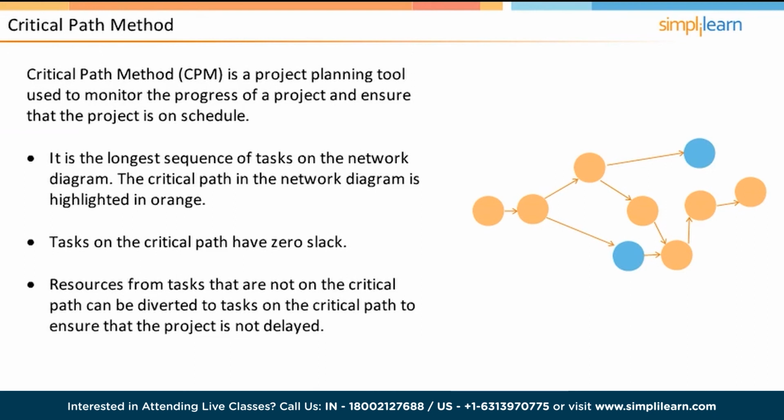When a project manager removes resources from such tasks, he needs to ensure that the task does not become a critical path task because of the reduced number of resources. During the execution of the project, the critical path can easily shift because of multiple factors and hence needs to be constantly monitored by the project manager. A complex project can also have multiple critical paths.